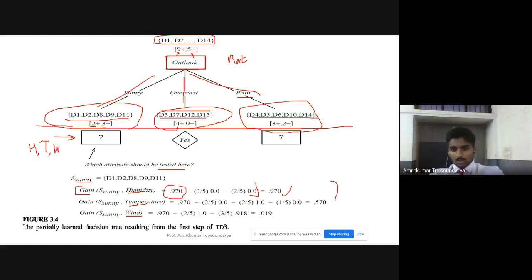Here you can clearly see that the information gain we have got for humidity is 0.970. The information gain for temperature is 0.570, and the information gain for wind is 0.019. So out of these three, as you can clearly see, the information gain for humidity is much higher than the others.